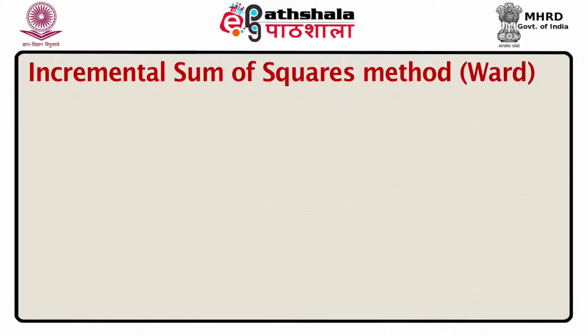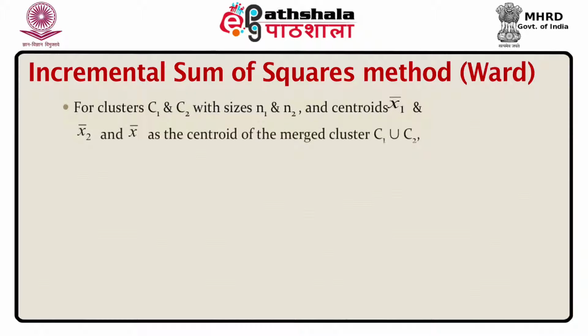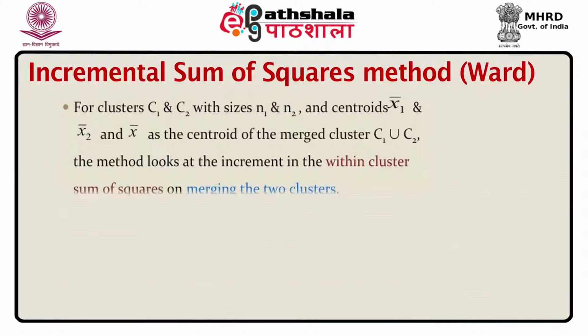The first of them is the Ward method. It is referred to as the incremental sum of squares method. Ward's method is defined this way. For two clusters C1 and C2 with sizes n1 and n2, let x1 bar and x2 bar be the centroids. Now suppose we merge these two clusters to form C1 union C2, and let x bar be the centroid of this merged cluster C1 union C2.